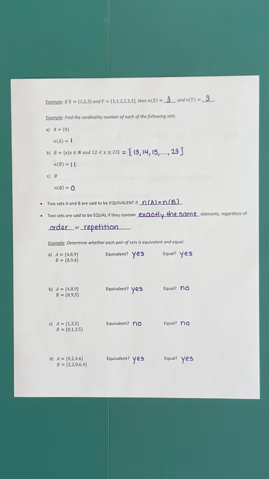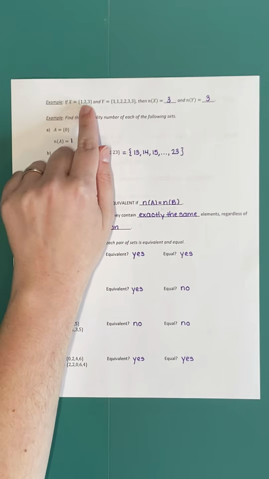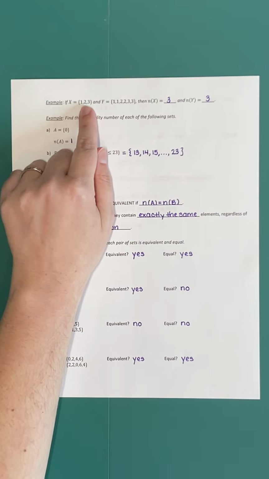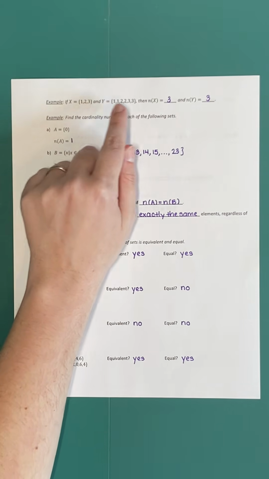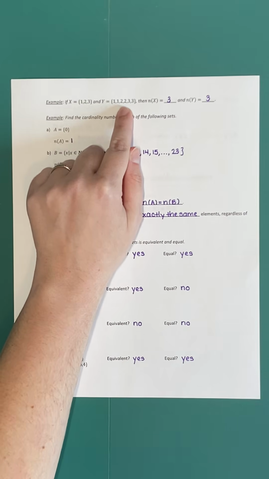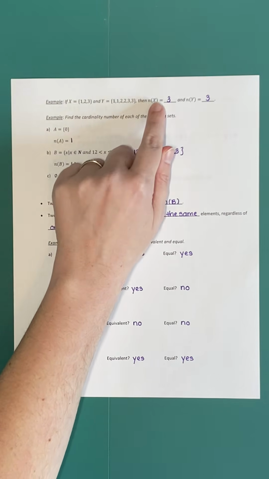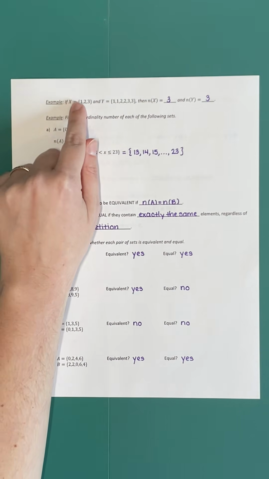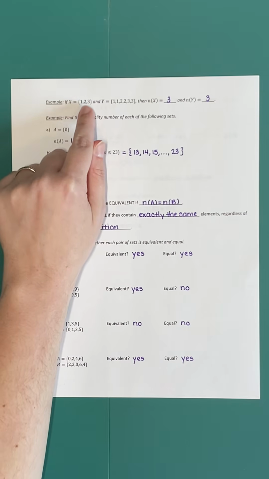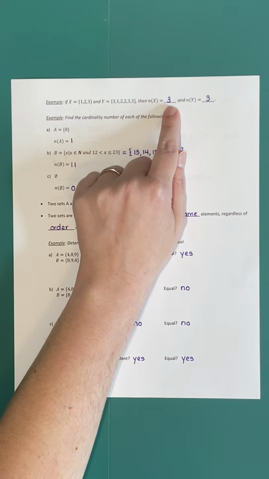So let's look at a few sets in terms of calculating our cardinality. If the set X is equal to, in roster method, 1, 2, 3, and the set Y in roster method is 1, 1, 2, 2, 3, 3, then what are the cardinal numbers of these sets? Well, let's start with X, n of X. We have three unique elements in here, so the cardinal number is going to be 3.